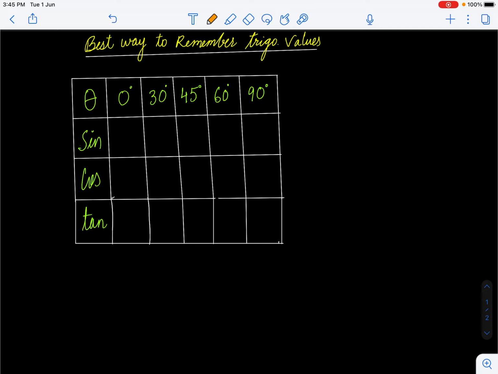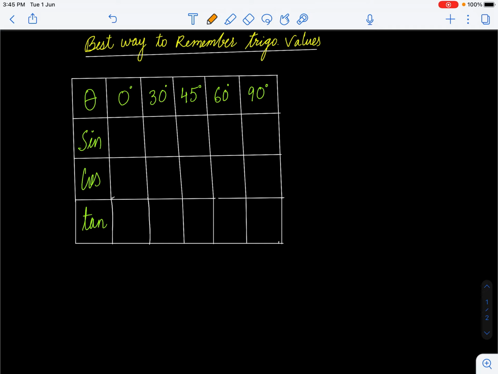So today, we are going to do a specific topic in trigonometry, that is remembering the trigonometric values. I think sometimes students find it very difficult to remember all the trigonometric values, like what is sine 30 degree value, what is sine 60 degree value, or what is sine 90 degree value, or what is cos 30 degree, cos 60 degree, etc.